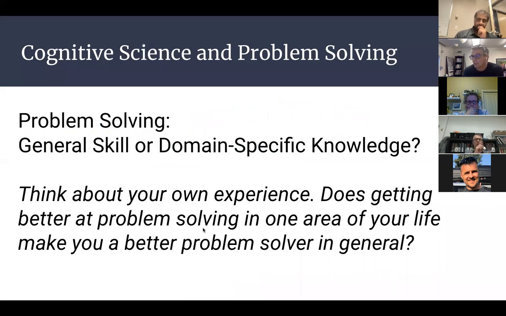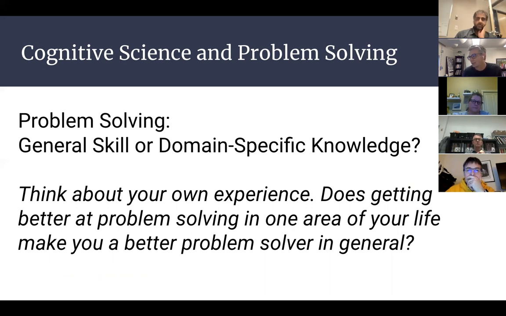So what we're talking about here is a little bit around problem solving. There are debates and discussions back and forth, and we even see it played out at the core of our curriculum around our core competencies. Is problem solving a general skill? Is it something that exists between what we know and the different subjects that we learn, or is it deeply connected to domain specific knowledge?